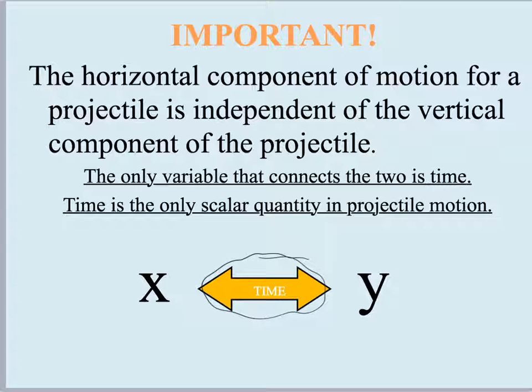If an object is thrown forward, it's moving forward for the same amount of time it's falling. So the vertical component is falling, it's accelerating. At the same amount of time, the horizontal component is moving at a constant velocity. They share time. So if an object is moving for 3 seconds forward, it's also falling for 3 seconds. Or if an object is falling for 10 seconds, it's also moving forward for 10 seconds. So time is something that both the x and the y share. And that's very important to know.